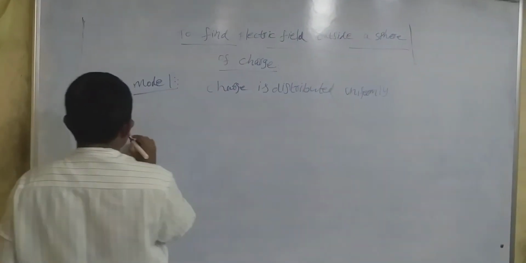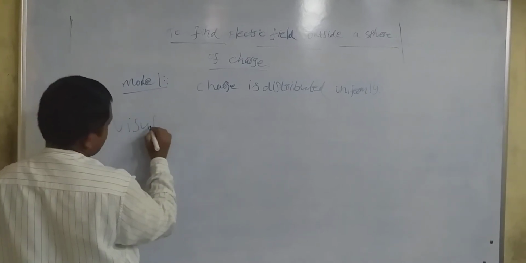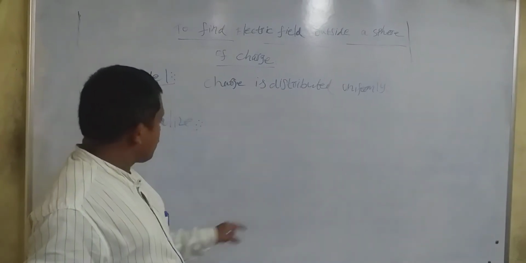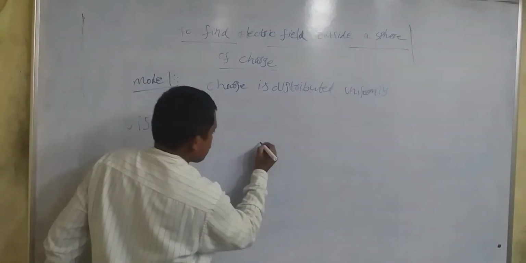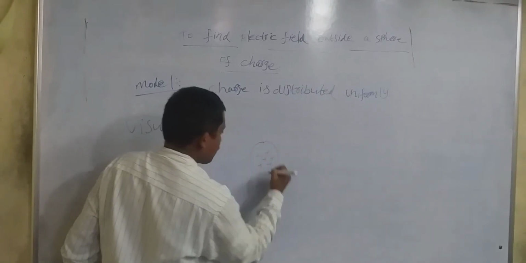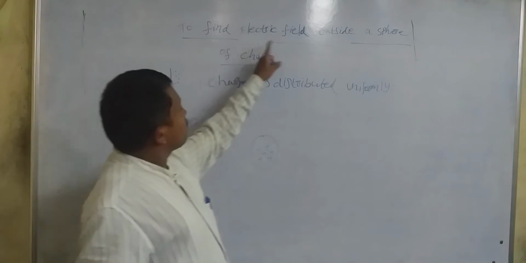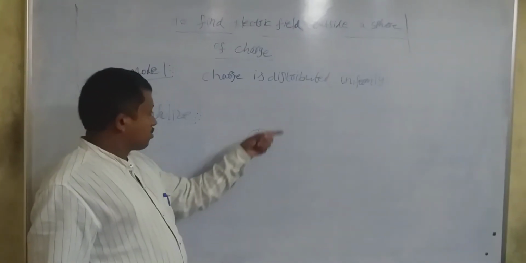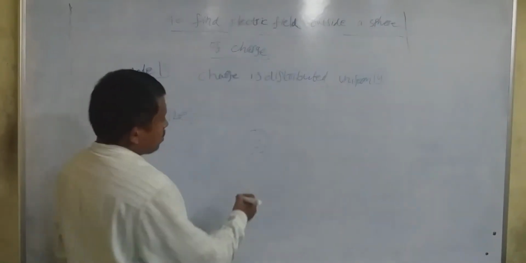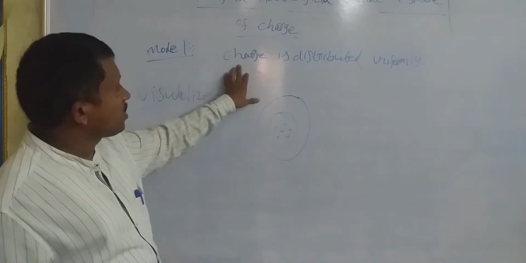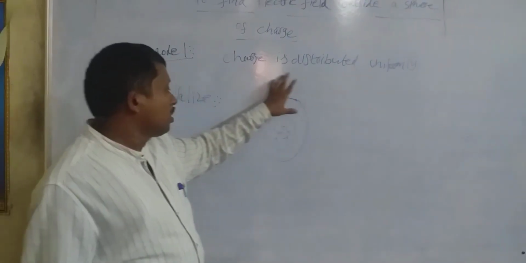Second, I am going to visualize. I am taking one sphere, and the charge is distributed uniformly. I am going to find the electric field outside the sphere, so I am going to take the Gaussian surface like this. So we choose the elementary model: the charge is distributed uniformly in the sphere.